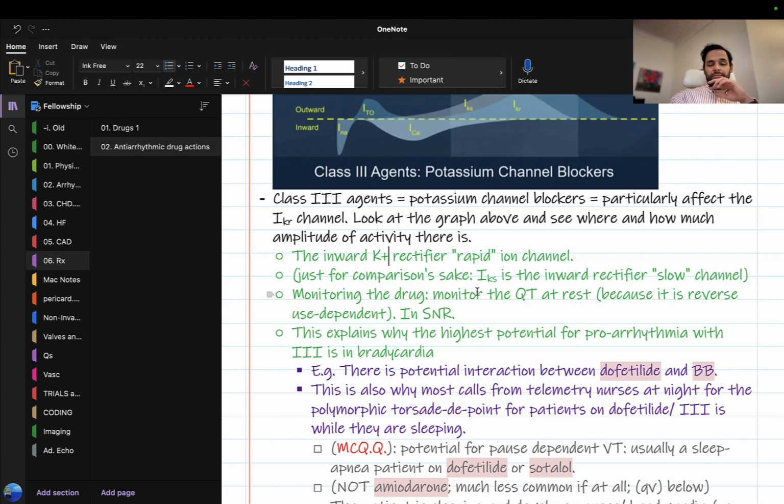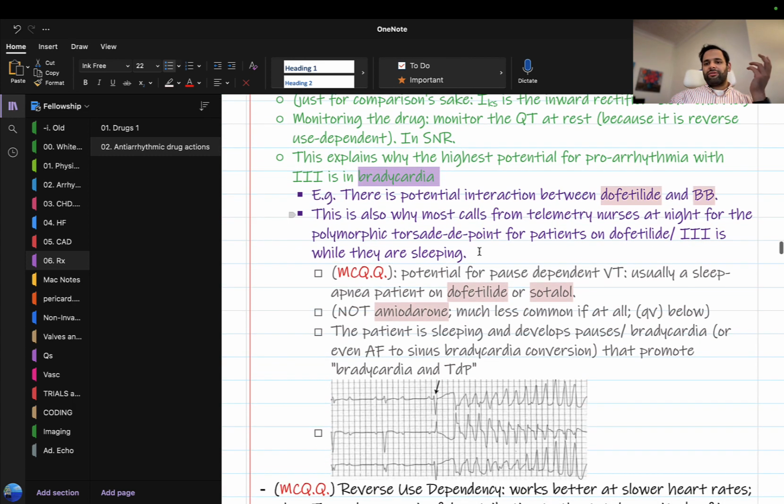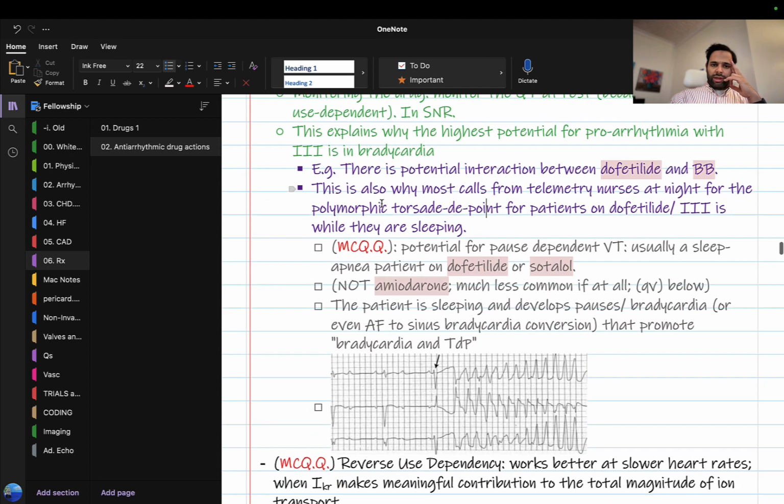Monitoring the drug will sensibly mean monitoring the QT interval at rest. Rest is important because it's reverse use dependent, and in sinus rhythm. This explains why the highest potential for proarrhythmia with class 3 is in bradycardia. The clinical vignette you will get is someone with sleep apnea, or someone taking these medications who has sinus pauses or bradyarrhythmia. Usually the question will ask you about a patient who's sleeping. So let's just read that.